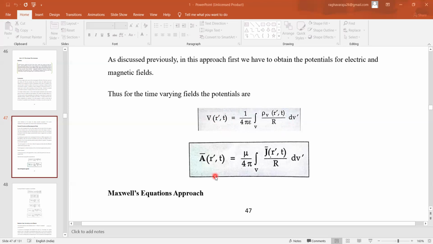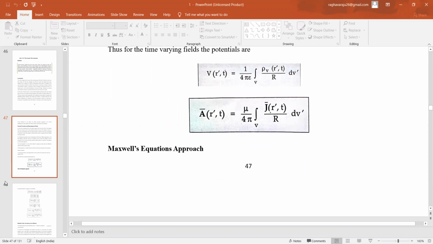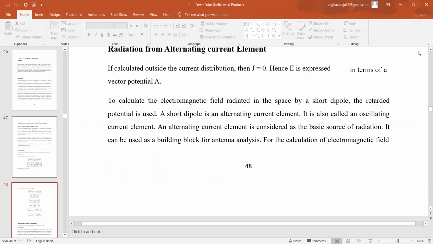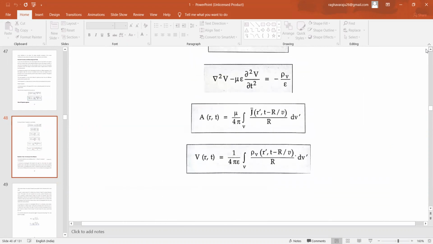Now you want to express this function in the vector form, that is, the vector potential A bar of r comma t. A bar of r comma t equals mu by 4 pi, integral of current density J of r comma t by capital R dv. This is the Maxwell approach which is available in the course. These Maxwell equations are further used to provide the retarded terms. Let us watch how these terms are used for your radiating bodies.